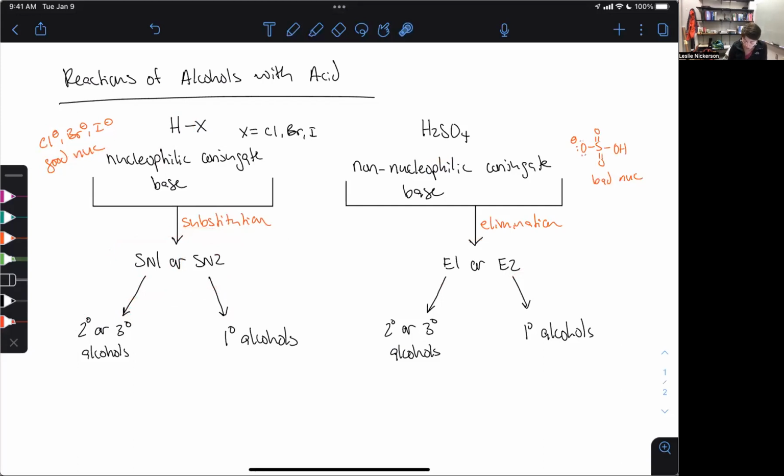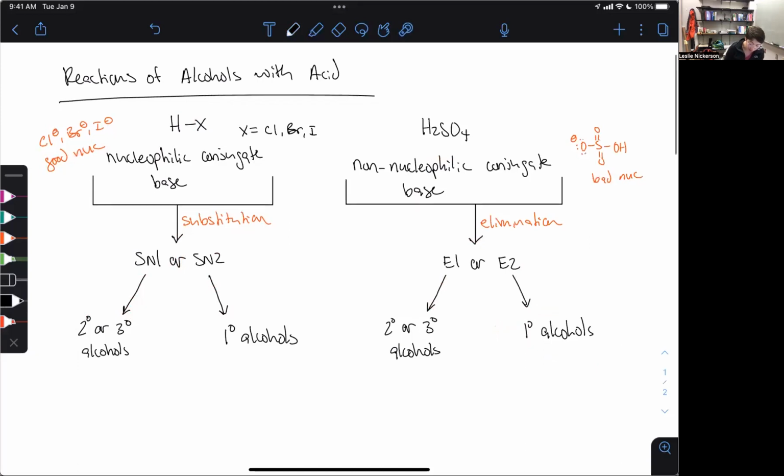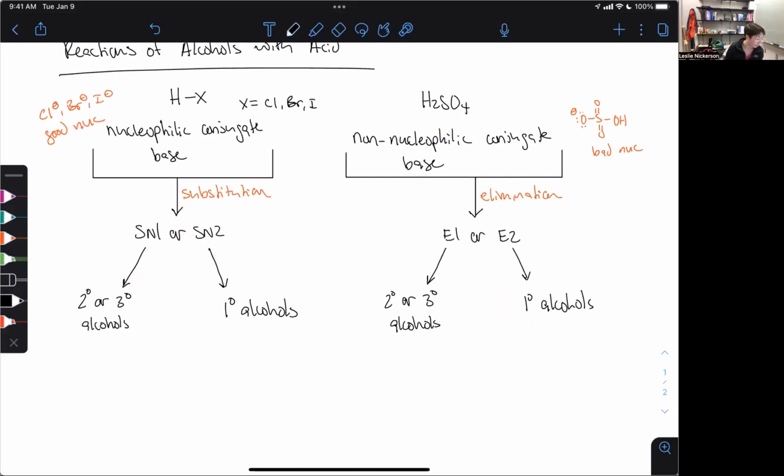On the other hand, if we're looking at elimination, we have a very similar setup where those secondary and tertiary alcohols are going to give us that stable carbocation to go by an E1 mechanism, or a primary alcohol, which would not make a very good carbocation, is going to go more E2. So let's take a look at a couple of examples so that we can see how this all boils down.